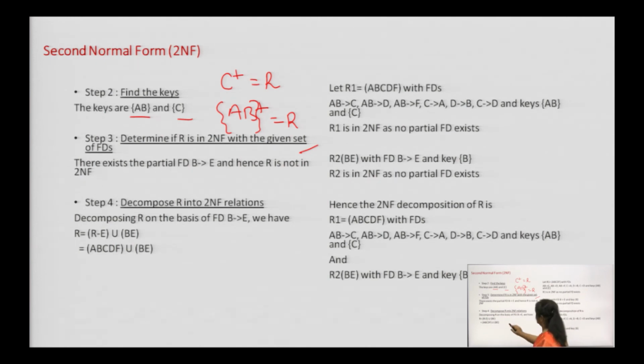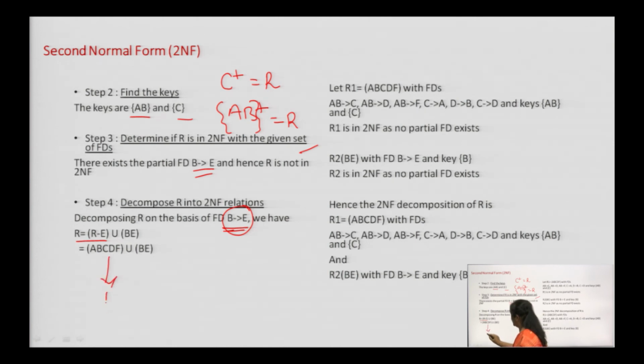So, what will we do? We will decompose this relation on the basis of the partial functional dependency B to E. How will we do this? Like we said earlier, we will say R is equal to R minus the right hand side of this, union B E. What do we get? A B C D F union B E.